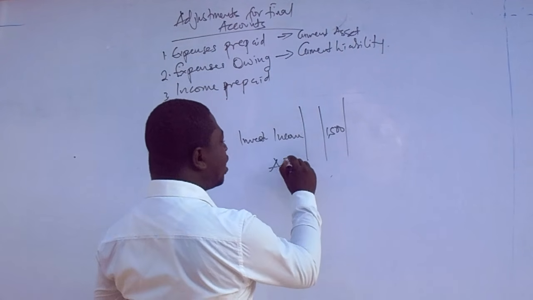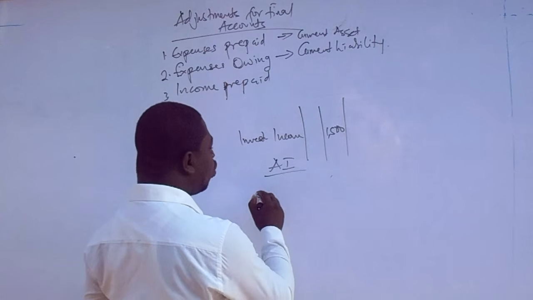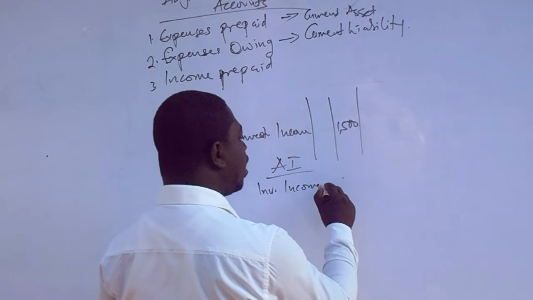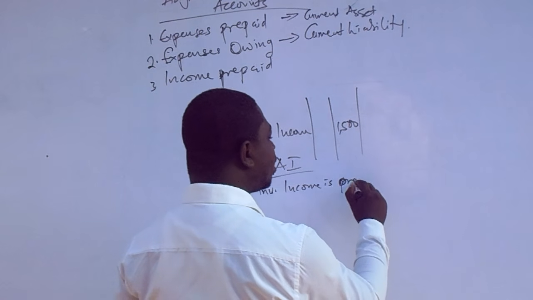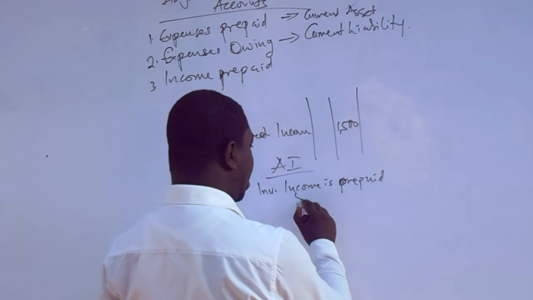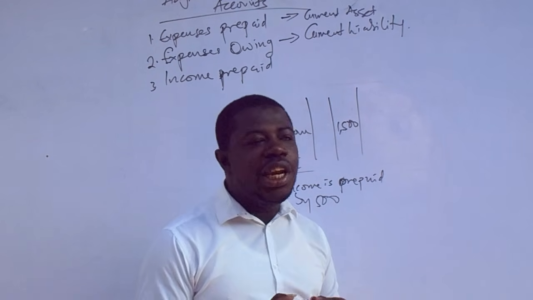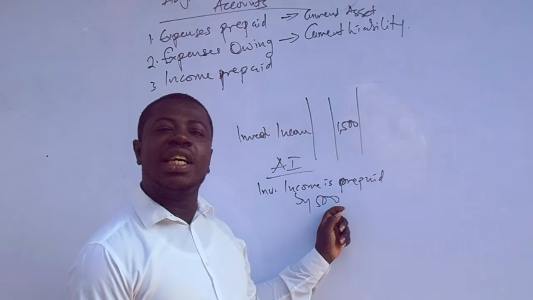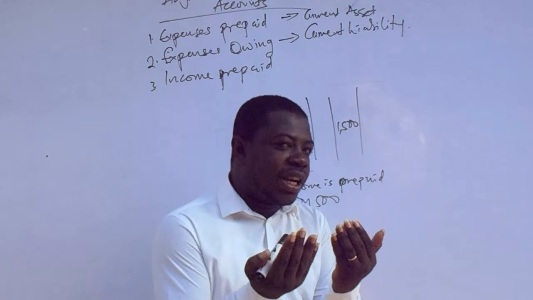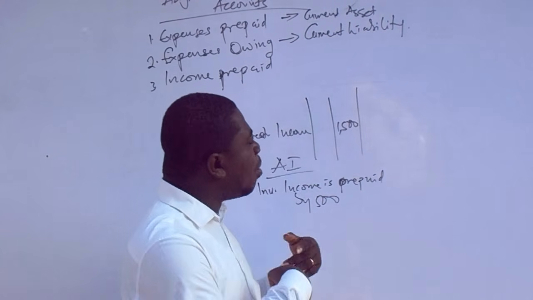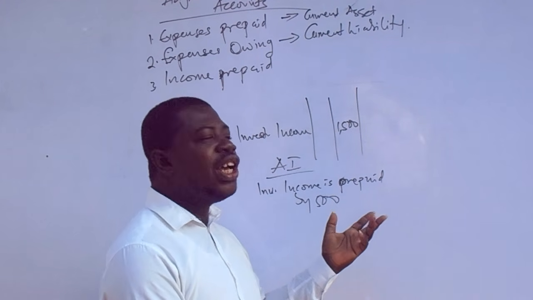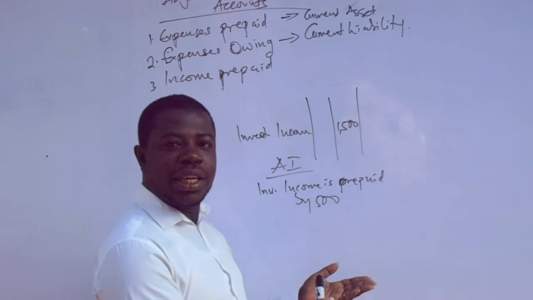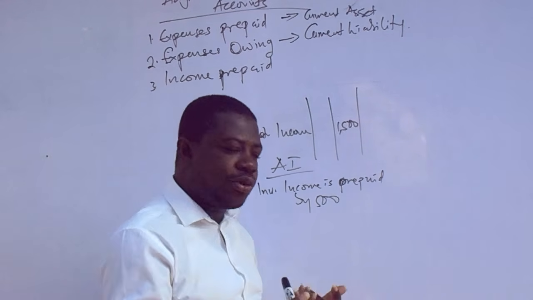Then when you come to the additional information, you are told that investment income is prepaid by 500. Now the meaning of this is that if it is prepaid by 500, it means that they have overpaid us, because this one is rather income, we have not paid. So they have overpaid us by 500. And obviously, what do you think should be in the statement of profit or loss or income statement? It should be the 1,000 that we are supposed to receive.